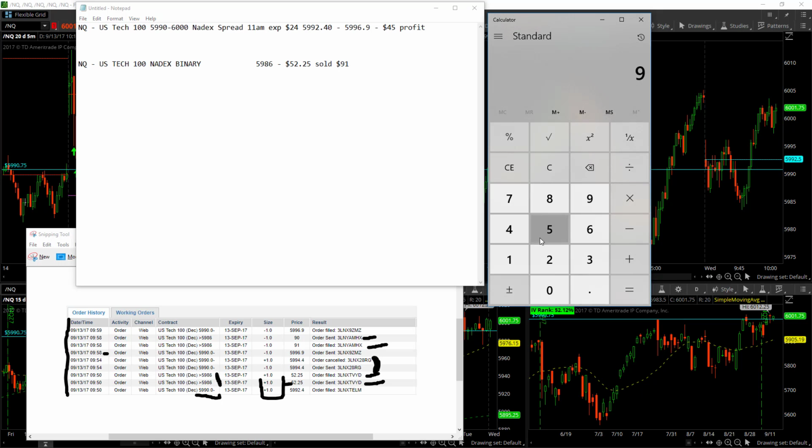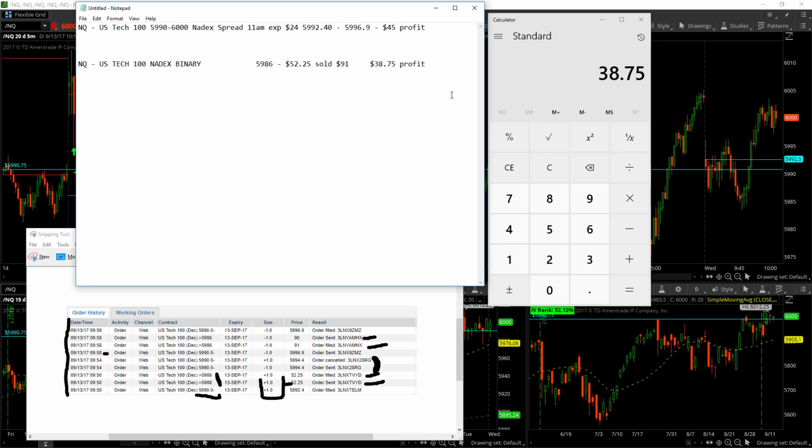So if we take the 91 minus 52 quarters here, that equals $38.75 in profit, excluding any commissions or things like that. We're not looking at that at the moment. Yes, Leonardo, that was the 5-minute chart.